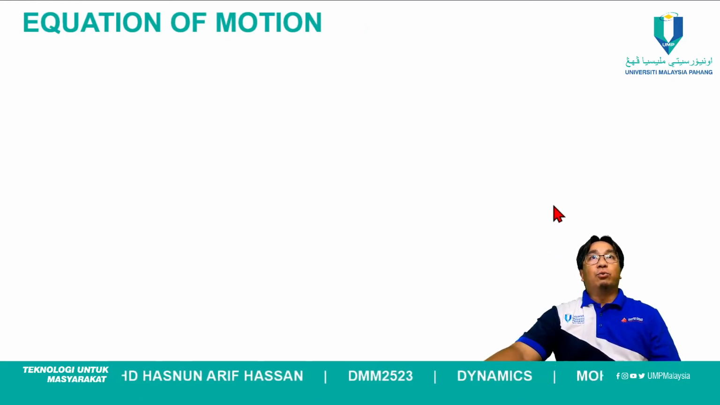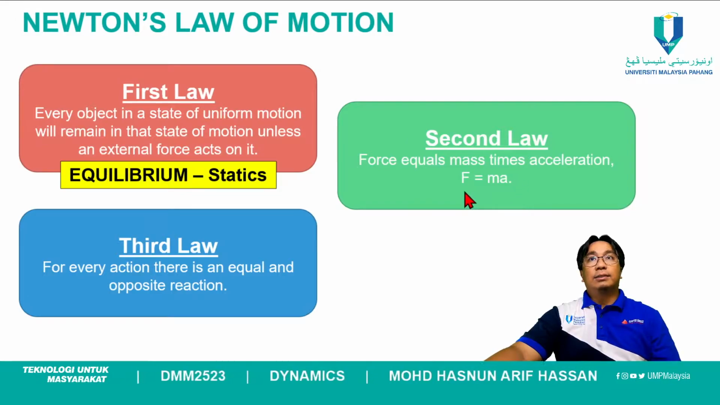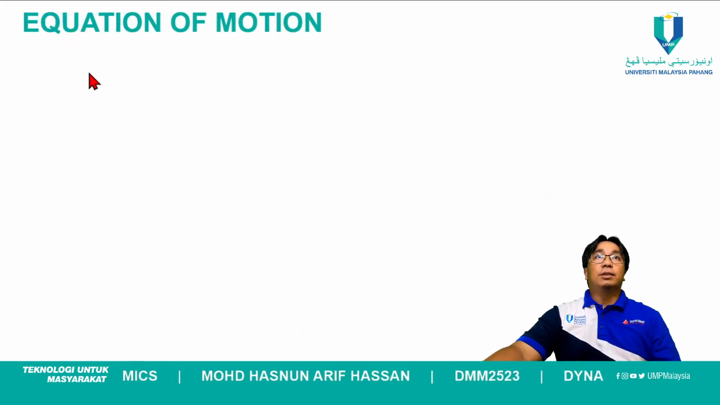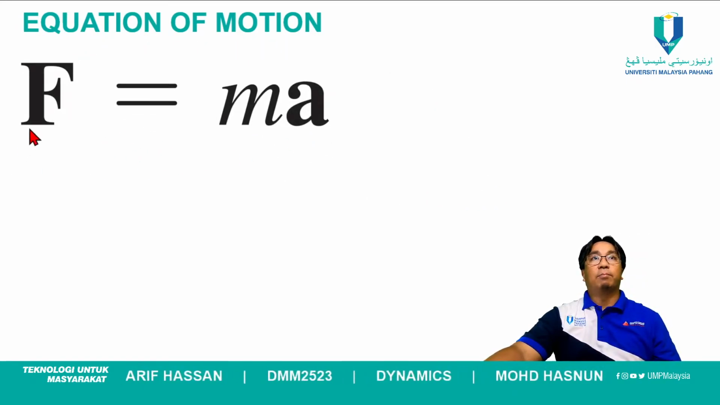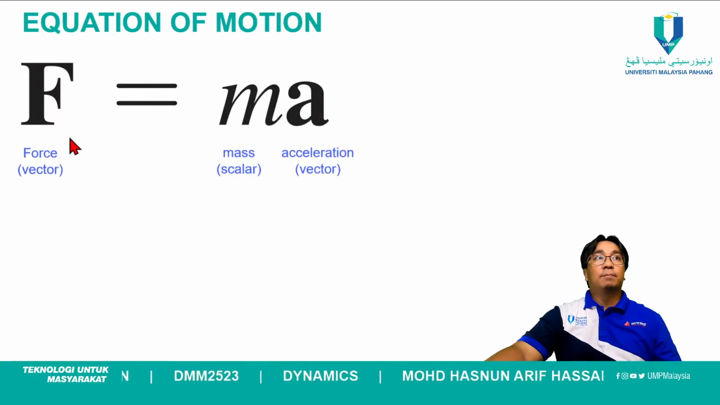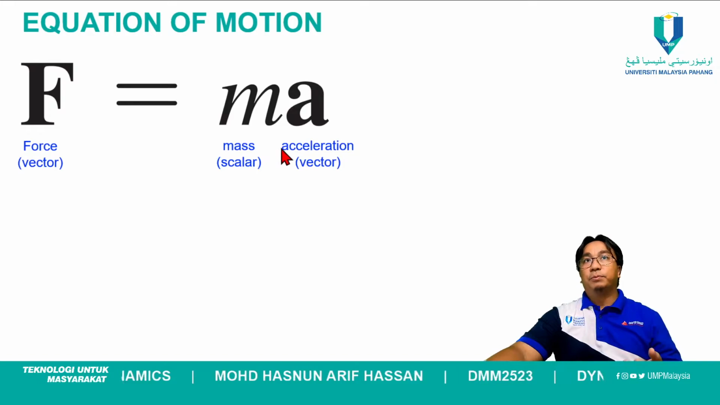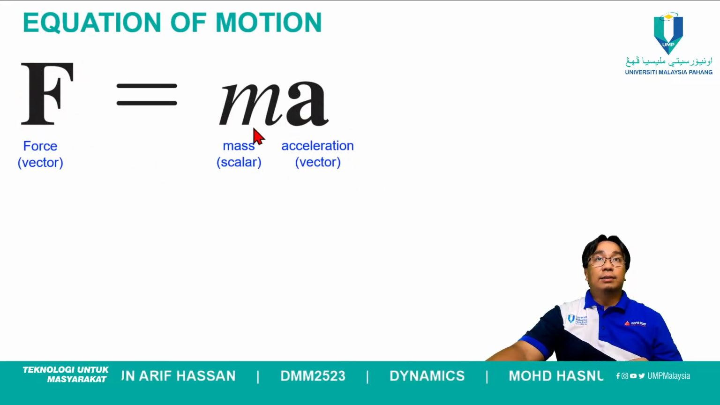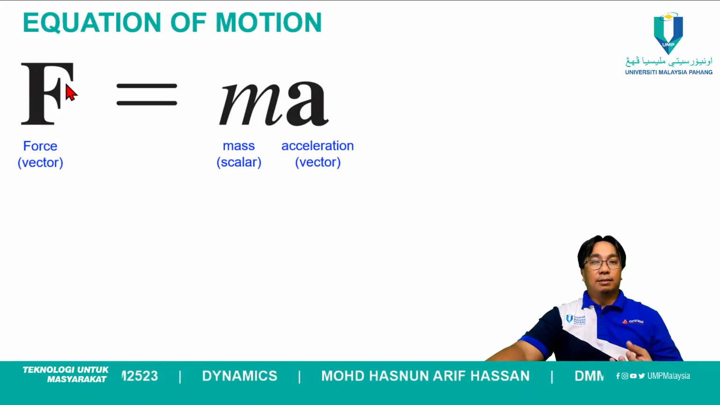Let's go to the equation of motion. Tadi kita bagi tahu the second law is F equals to ma. F equals to ma is known as the equation of motion. F is the force, okay? M is the mass of the object. A is the acceleration.